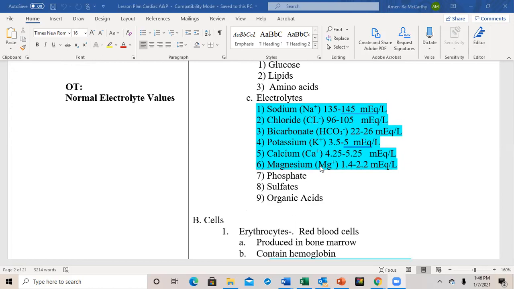Now, what you have to memorize, you don't necessarily have to remember the abbreviations, but it'd be good to know them. But you do need to know the word, like, for instance, sodium is 135 to 145, and the unit of measure is milliequivalents per liter. Everybody say that. Milliequivalents per liter.